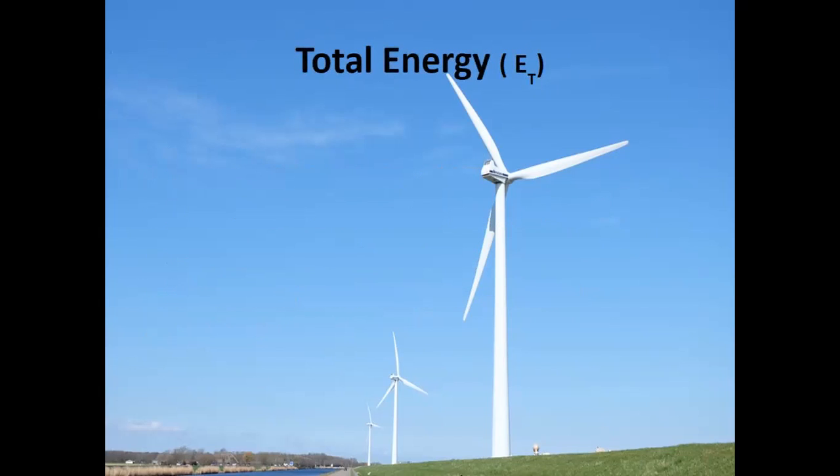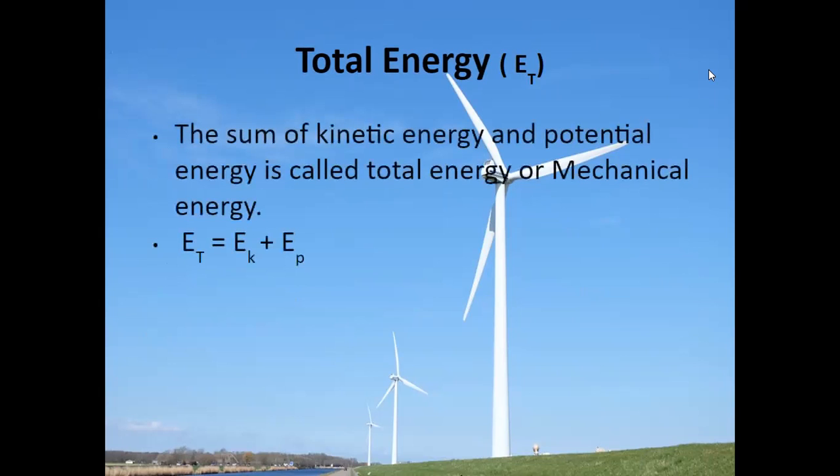Then total energy. We know potential energy as well as kinetic energy. Total energy means the sum of kinetic energy and potential energy, which is called the total energy or mechanical energy. The total energy is also called the mechanical energy. Equation: ET is equal to EK plus EP, which means total energy is equal to kinetic energy plus potential energy.